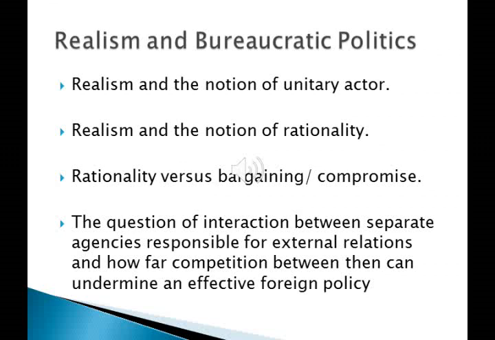But in the bureaucratic politics, as I told you, we have multiple autonomous units or actors, and each unit has their own version or interpretation of national interest, and the decision is the result of bargaining and compromise, not rationality. So here is the question of interaction between separate agency or agencies responsible for external relations and their competition that might undermine the effectiveness of foreign policy decision.